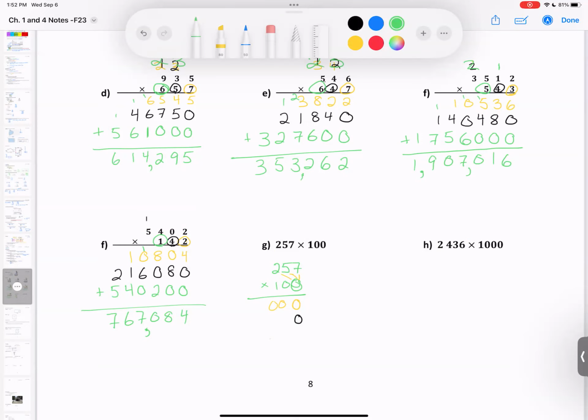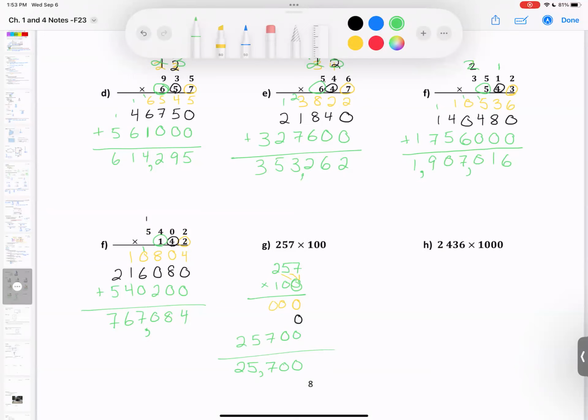Then we move to the hundreds, okay, which means we write 2 zeros in. And then we deal with the 1. So 1 times 7, 1 times 5, 1 times 2. So that gives us 25,700.